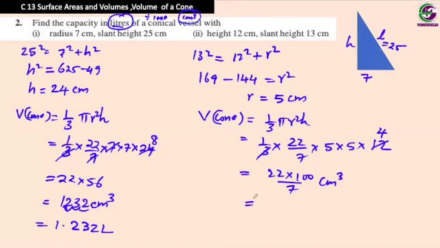Now when we convert it into liters, it is 2200 divided by 7, and we have to divide by 1000. When you simplify, we will get the answer 22 by 70. Again simplify, it will be 11 by 35 liters. Let's see the next question.